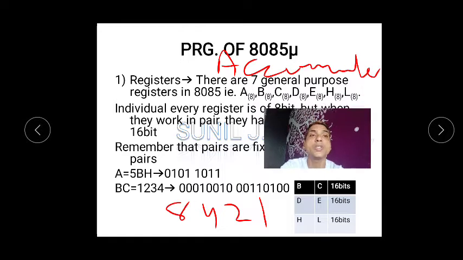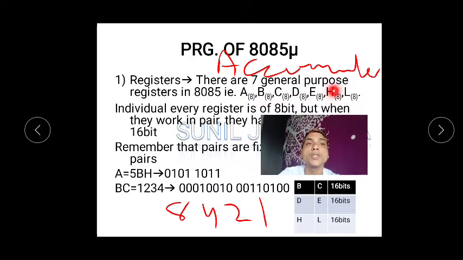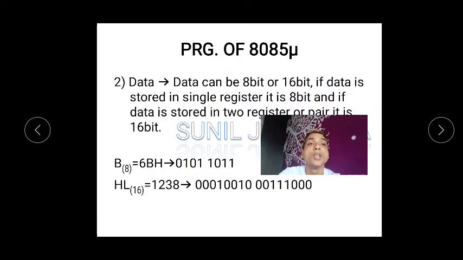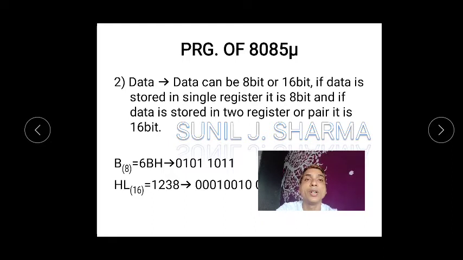So how many registers are there? There are 7 general purpose registers: A, that is the accumulator, B, C, D, E, H, L. Now we are going to data. I think the second operand is data. Data can be 8 bit or 16 bit. If the data is stored in a single register, as we just saw, it is 8 bit, and if the data is stored in 2 registers or a pair, it is 16 bit.